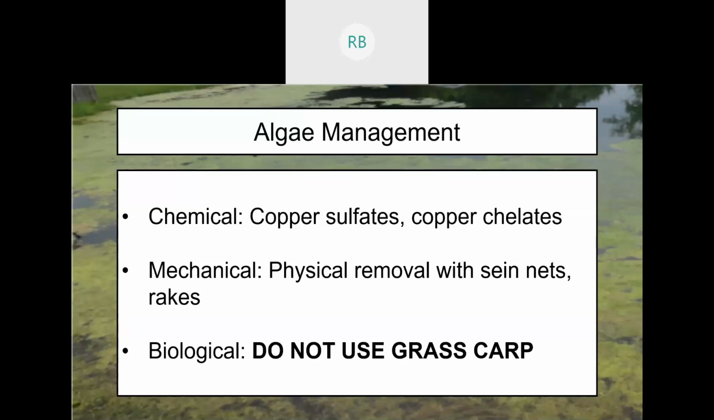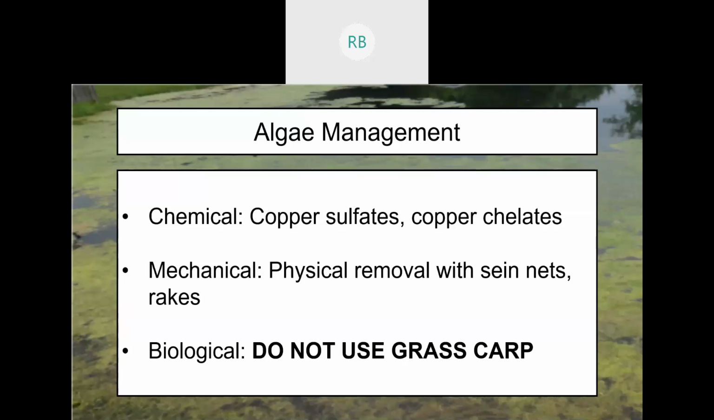People have often referred to using biological control methods to control algae. What they often are referring to is the use of grass carp, believing that grass carp will consume the algae in the pond. Please do not use grass carp. This is an Asian species. It is invasive, and due to their introduction into our environment, they have spread across many areas of Indiana.